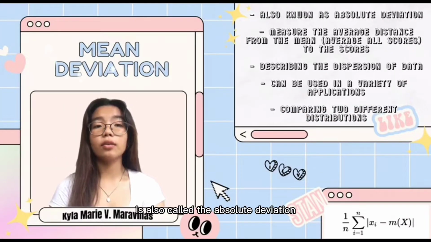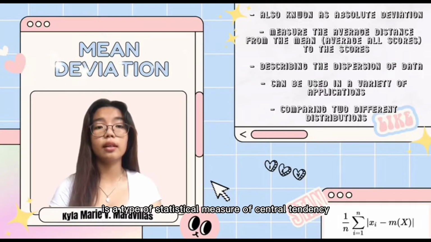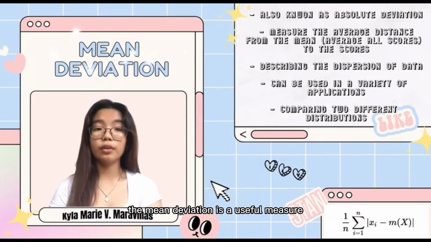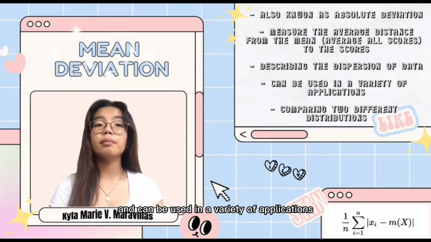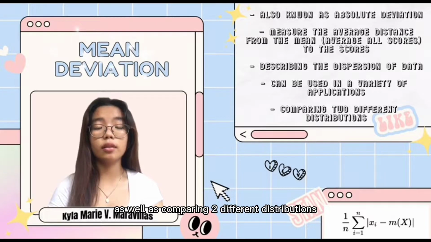Mean deviation is also called the absolute deviation. Mean deviation is a type of statistical measure of central tendency, or the average distance from the mean to the scores. The mean deviation is a useful measure for describing the dispersion of data and can be used in a variety of applications, such as calculating variance, as well as comparing two different distributions.